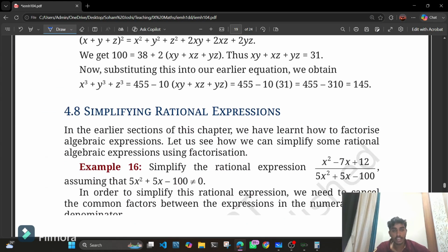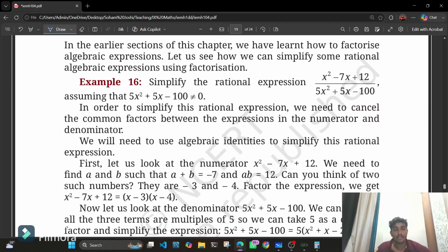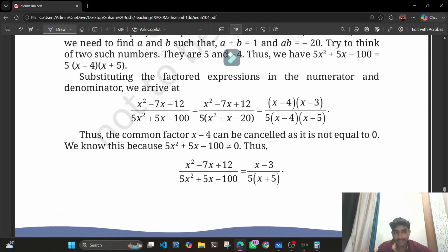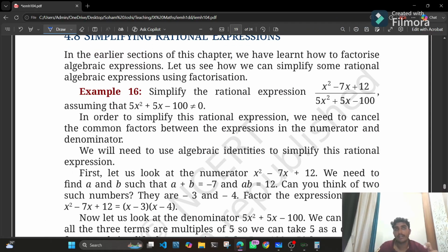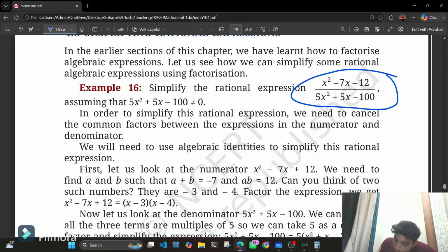I think we are done with the chapter. Next up, we have a small part that is simplifying rational expressions. So that is nothing much. If you are given algebraic expressions in a rational form, that is p by q form, here we are given x square minus 7x plus 12 upon 5x square plus 5x minus 100. If you are given that, you need to simplify this rational expression.